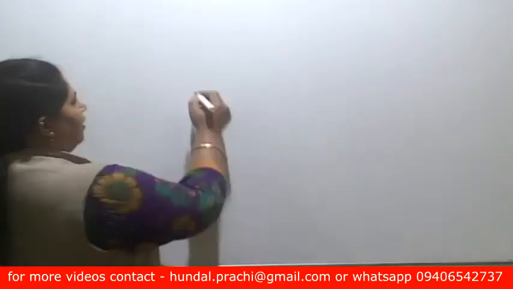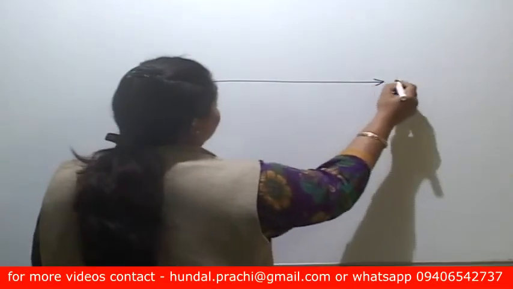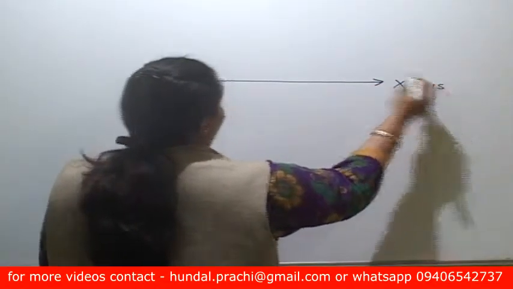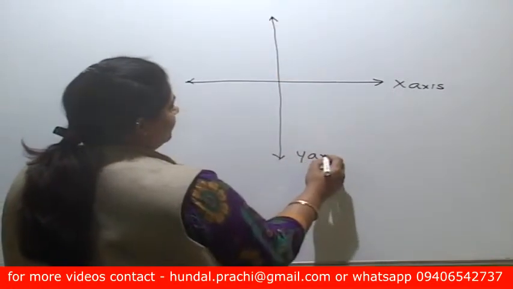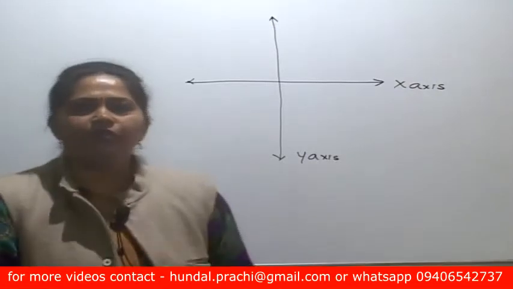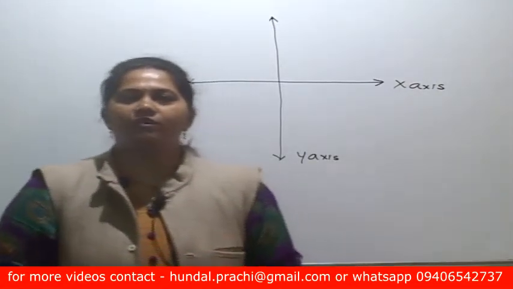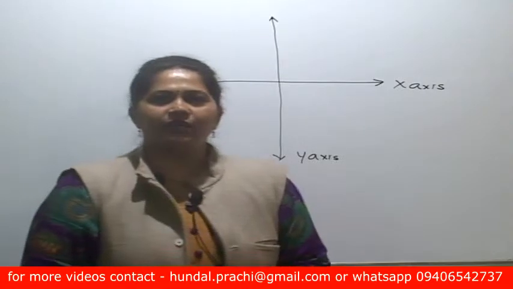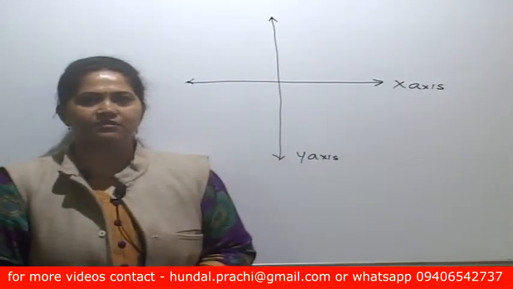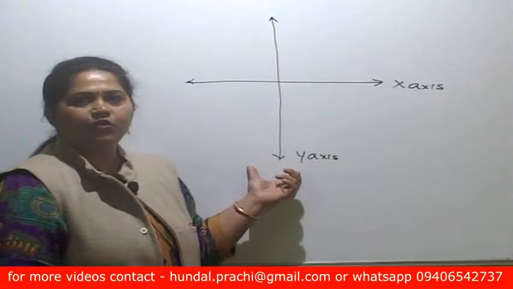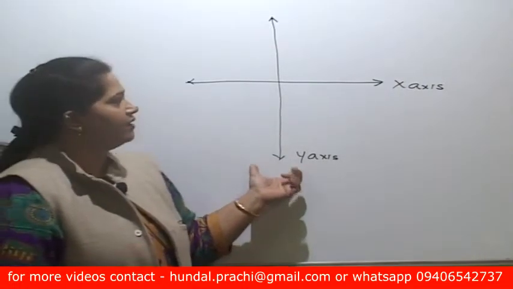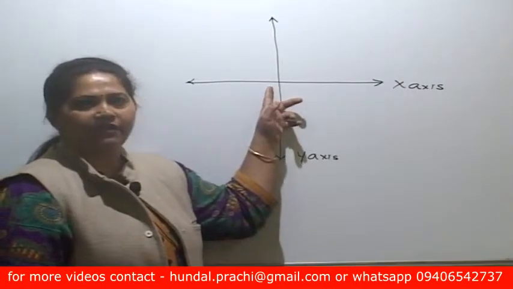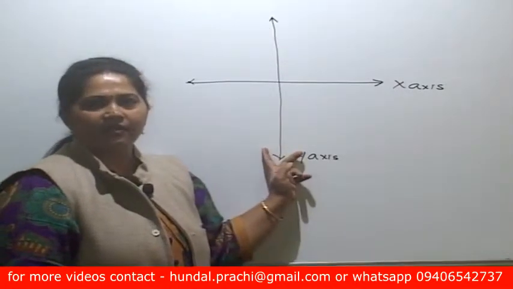When in a plane we draw two axes, one horizontal, this is known as the x-axis, and the other vertical, this is the y-axis. Both the axes are mutually perpendicular to each other. Mutually perpendicular means that they make an angle of 90 degrees and they intersect at right angles.